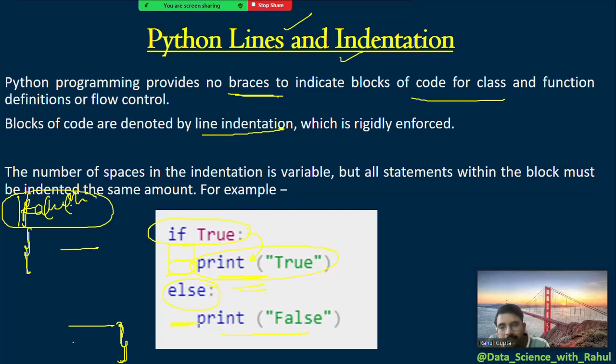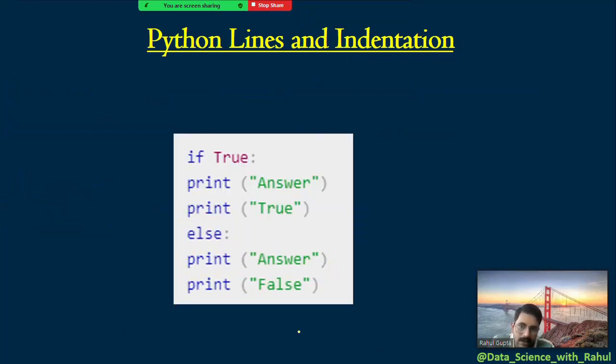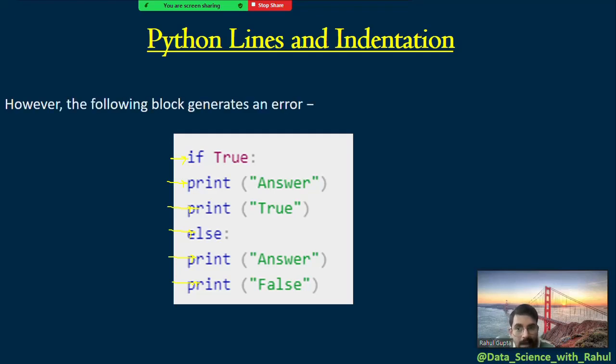Now let's see a slightly bigger code that will give more clarity. Let's see what happens if I write it like this. Python will interpret this as one block, another block, another block, another block. Actually, this is wrong code, so you should get an error. You will get a message that this code has an error.